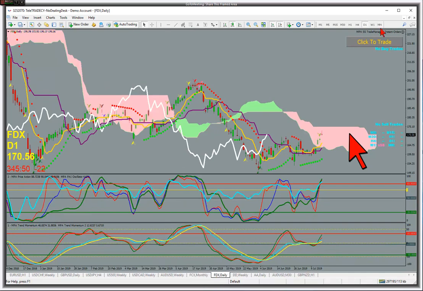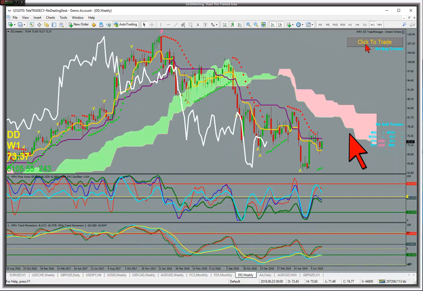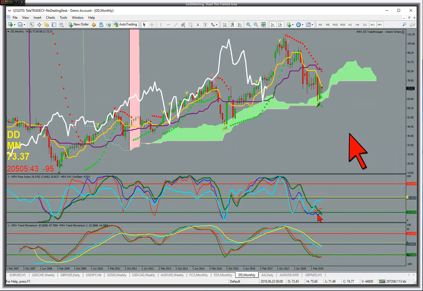We got FedEx with the monthly and the weekly being deeply oversold. We have DuPont with the monthly being deeply oversold, starting its process, getting ready to turn, getting ready to start grinding. So what's a sign the monthly that hadn't quite hooked yet officially? Well, red's flat, green and blue are still down.